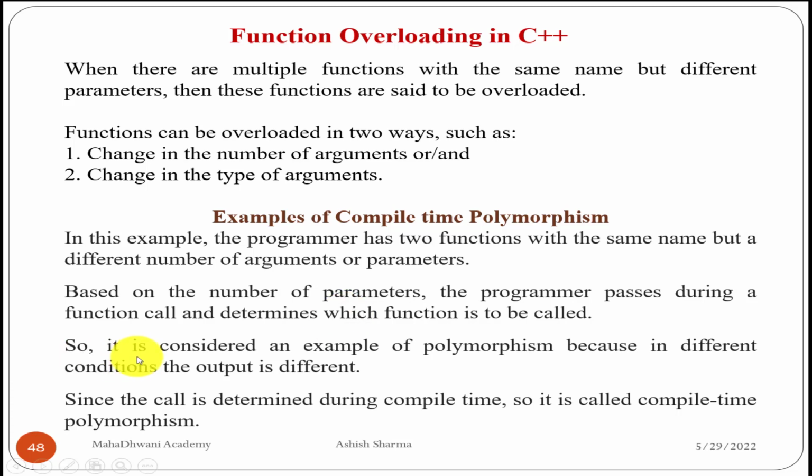So it is considered an example of polymorphism because in different conditions the output is different. If we have 2 arguments, a different output. If we have 3 arguments, a different output. If we have 0 arguments, a different output. So it depends on the arguments being passed. Since the call is determined during compile time, it is called compile time polymorphism.